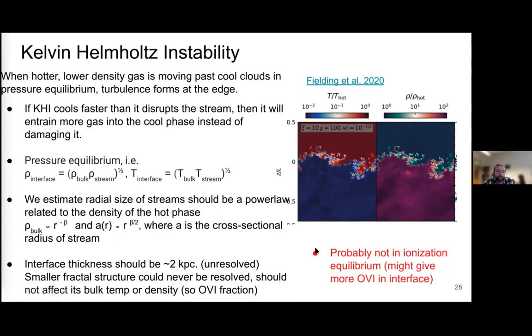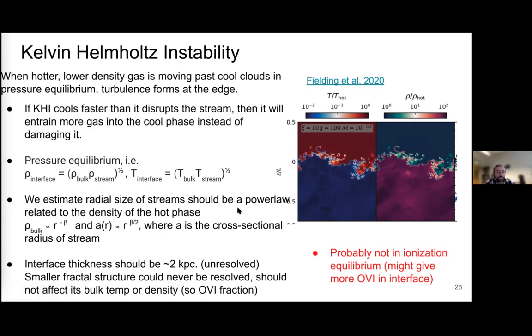So one thing that we can use to check if our streams follow Kelvin-Helmholtz instability regulation is whether the volume of them is what we expect. We expect the radial size of the stream should be a power law related to the density of the hot phase, and the math on this was worked out by Mandelker 2020. Basically, if we have a density that's going as r to the minus beta, so you're getting lower density as you go further out, the size of your stream should be increasing as beta over 2. So we'll test how that works.